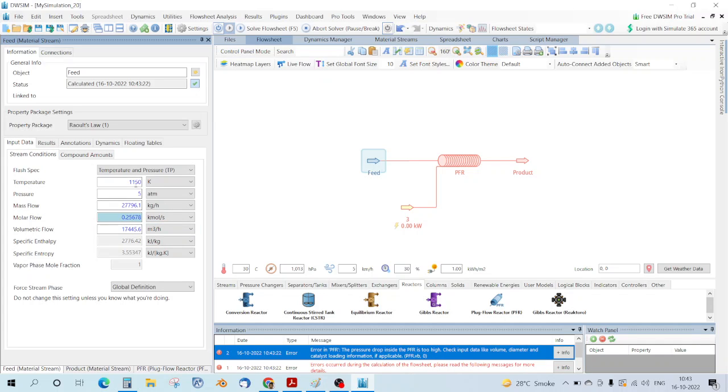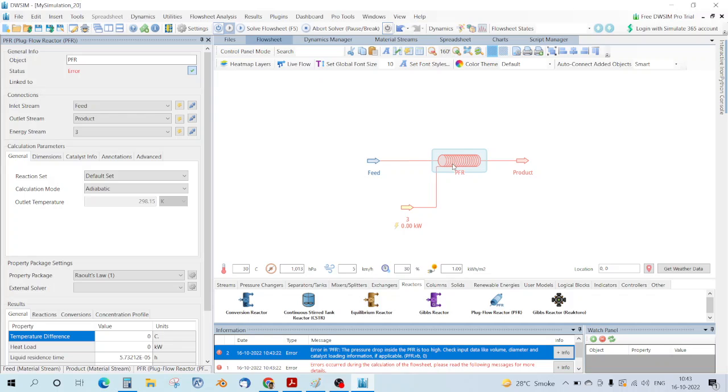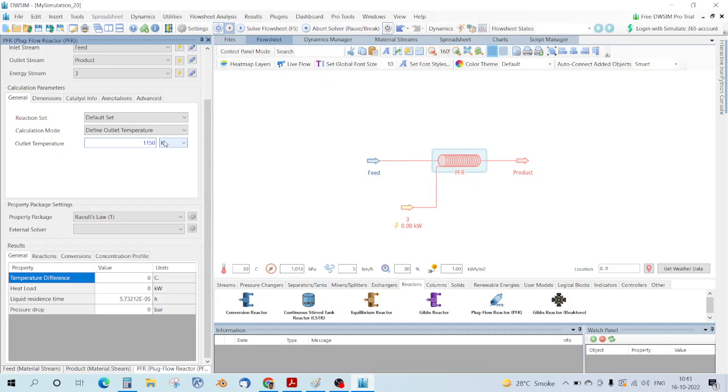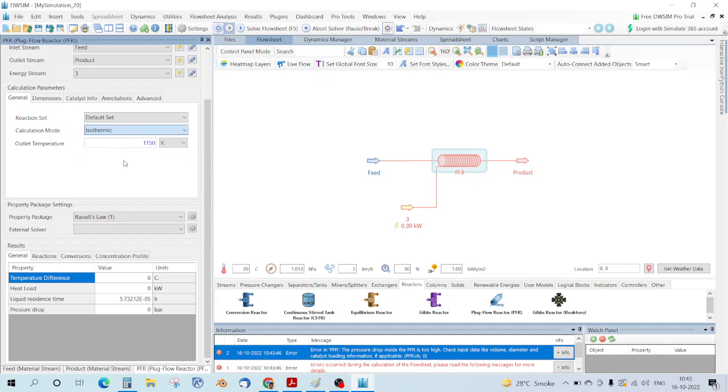Yeah, so 1150 K, 5 atm. Okay, 5 atm, then do this much molar flow rate, and we are good to go. Next, in the reactor we need to specify this isothermal condition. Let's also define the outlet 1150 and then choose isothermal condition. That doesn't matter, we have isothermal set as default.